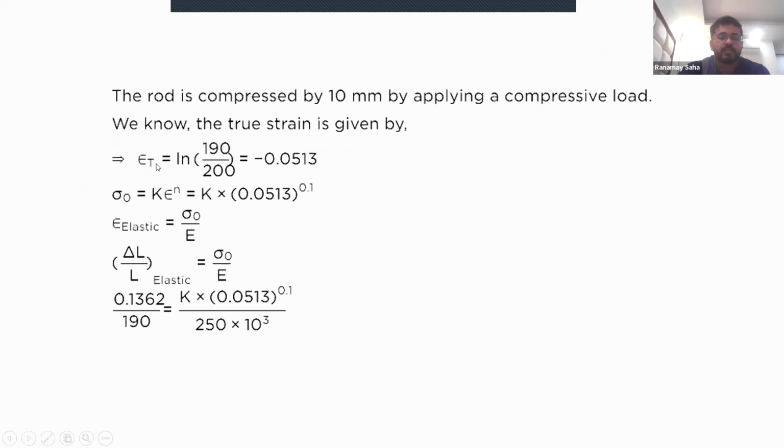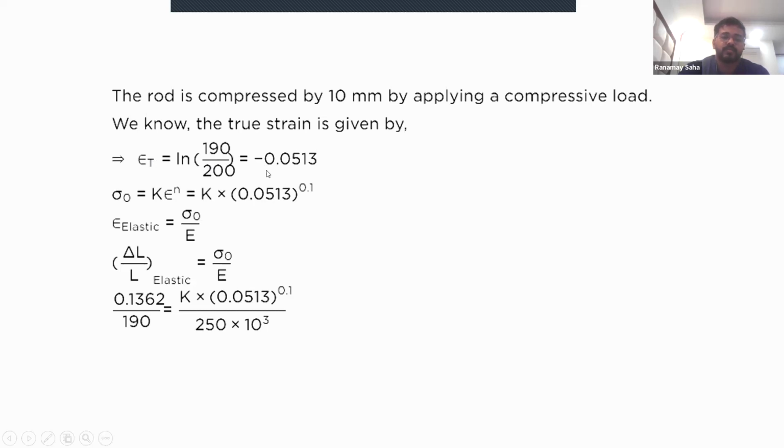You find out the ratio of final to initial length. Remember, if it is thickness, it happens to be initial to final. If it is in the longitudinal dimension, then it happens to be final to initial. So in that case, your true strain then becomes minus 0.05.